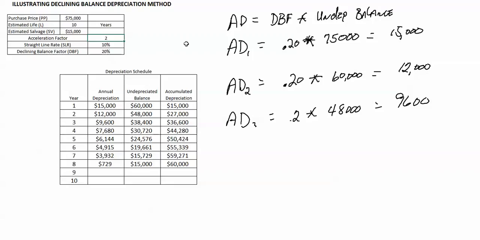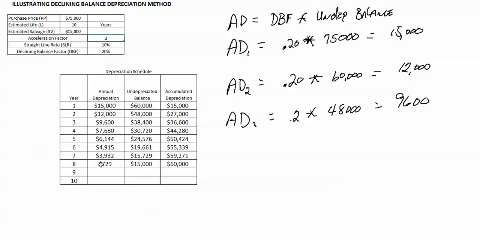Also, remember, in the first year, you multiply that declining balance factor times the original purchase price. You did not subtract the salvage value. So it's not 75,000 minus 15,000 in this illustration times 20%. It is the original 75,000. And then each year you multiply that factor. You leave it constant, but you multiply it by that falling undepreciated balance.